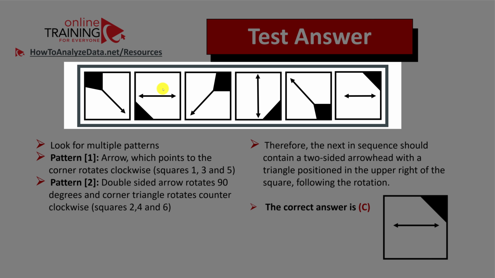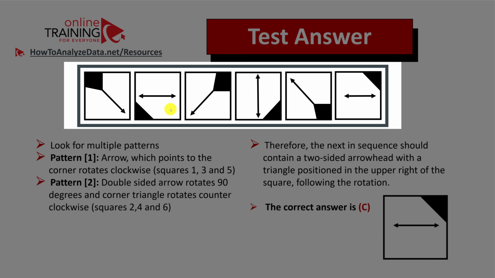One pattern is in the squares 1, 3, and 5. What we see here is an arrow which rotates clockwise, specifically the core of the arrow. So the first one is in the upper left corner, then in square number 3, it moves into the upper right corner, and then in square number 5, it moves to the bottom right corner.